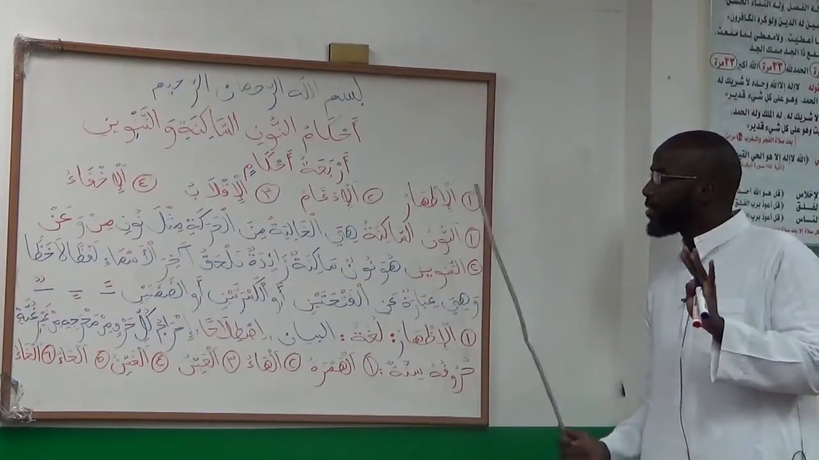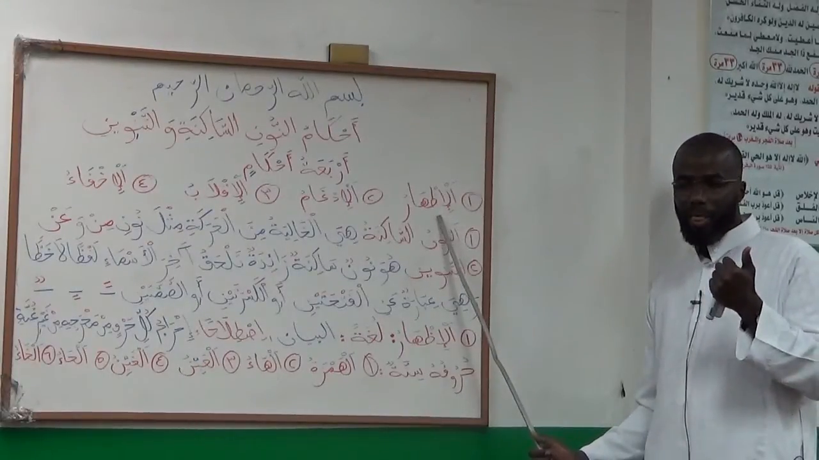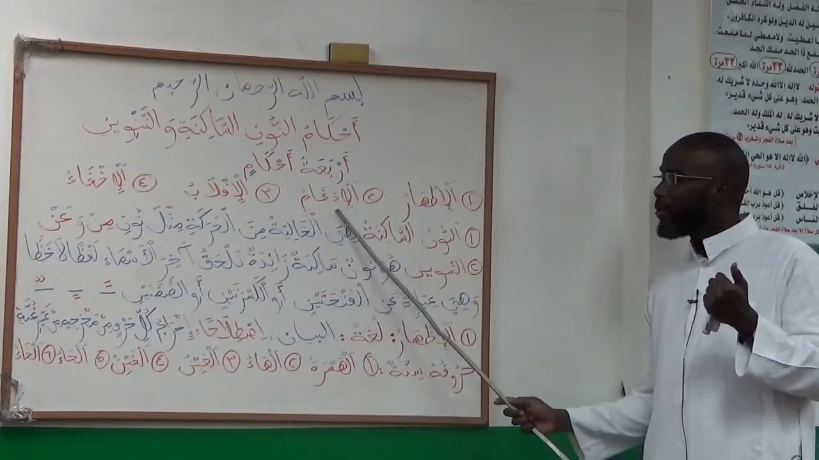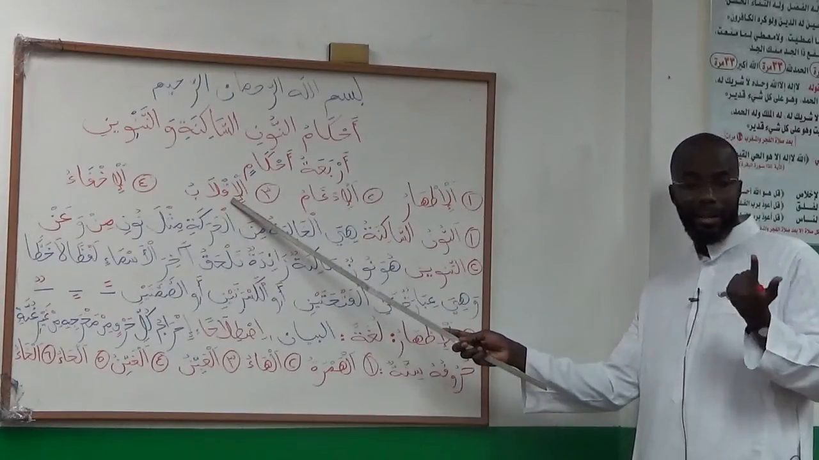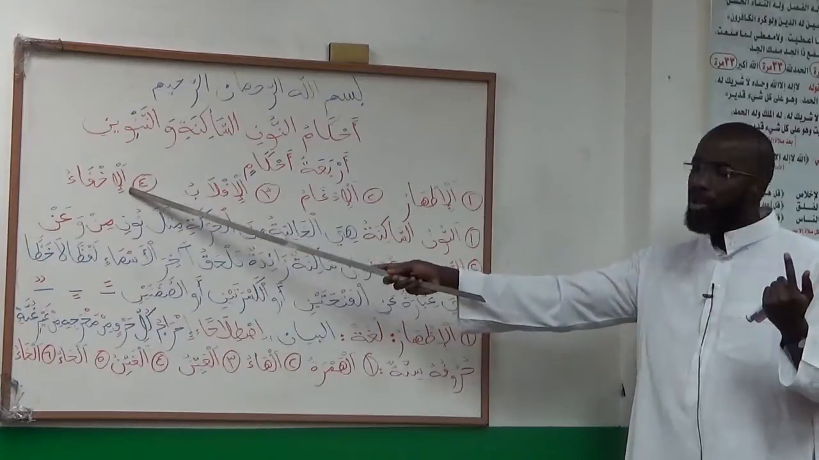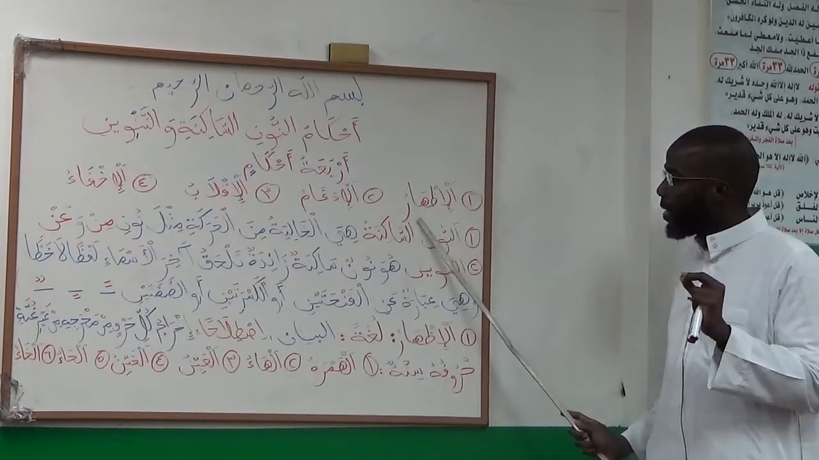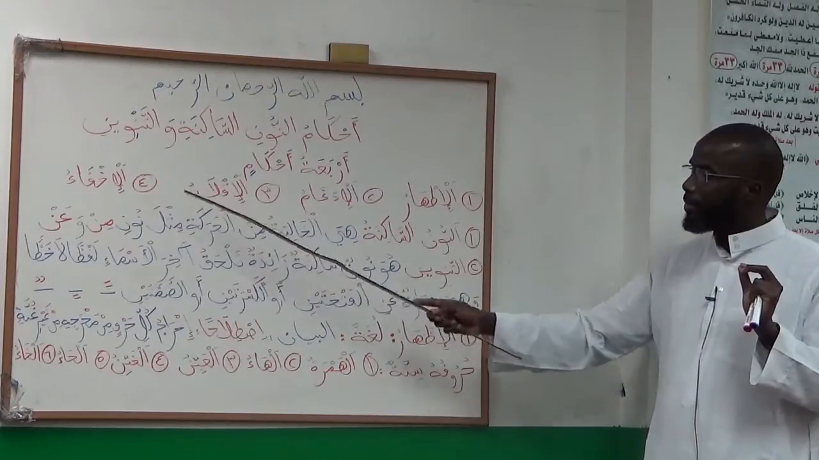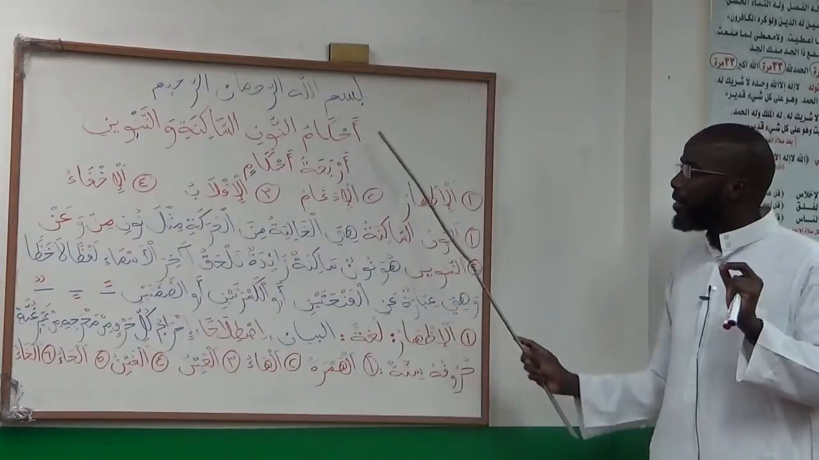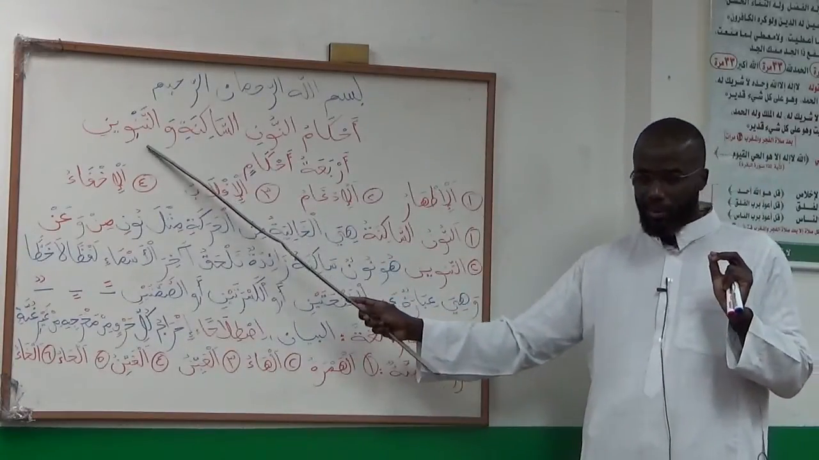And then he starts listing them. He says the first one is what is called Al-Ilhar. The second one is called Al-Idgham. The third one is called Al-Iqlab. And the fourth one is called Al-Ikhfa. So Al-Ilhar, Al-Idgham, Al-Iqlab, Al-Ikhfa, these are the rules of An-Nun Sakina and At-Tanween.